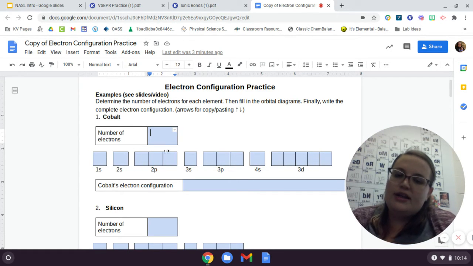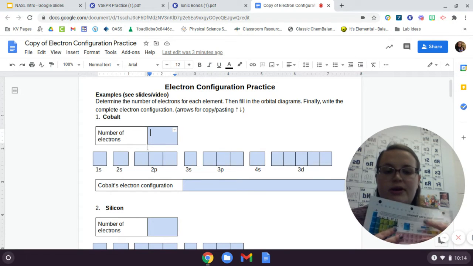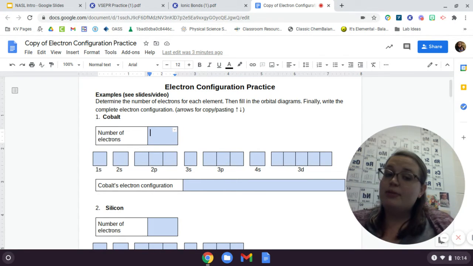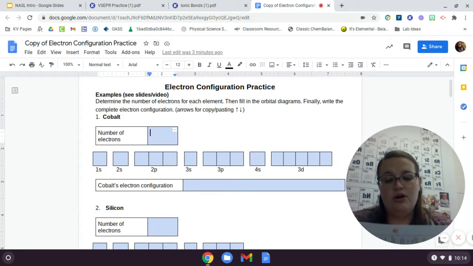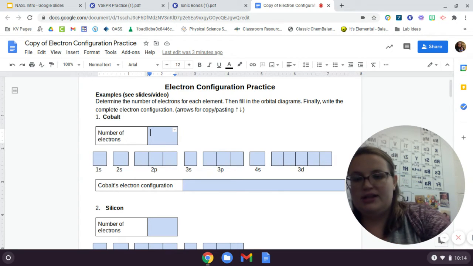So let's go over how to do electron configuration. And again, I do need my periodic table. In order to come up with the number of electrons, it's my number of protons, which is my atomic number. So cobalt is number 27 on the periodic table. That means that I have 27 electrons to fill in.